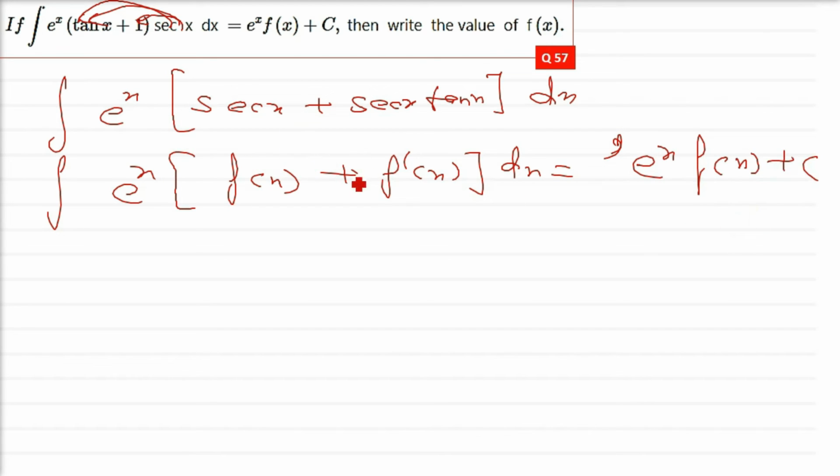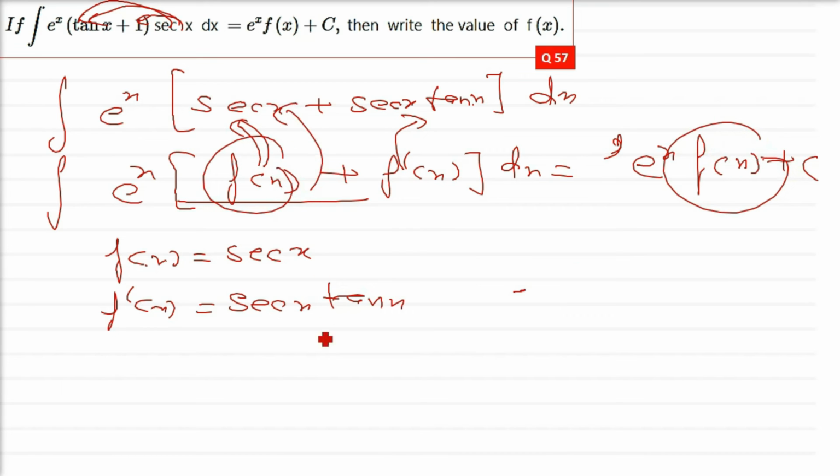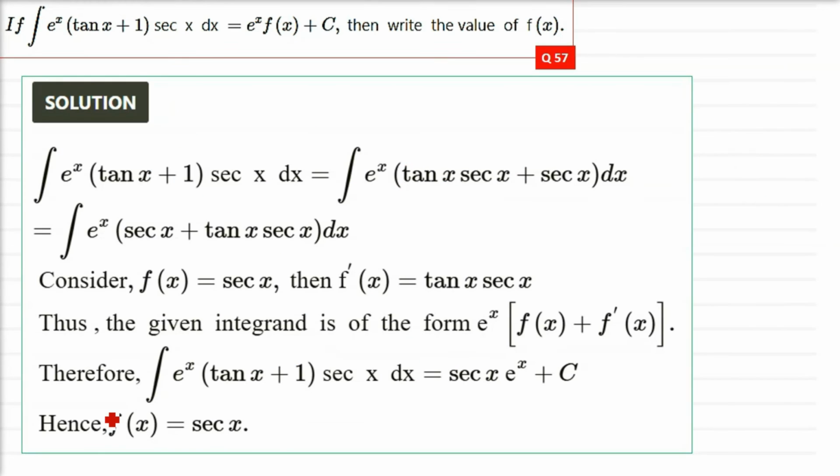Now when we equate this, what was taken as f(x)? sec x. Because if you take f(x) as sec x and then differentiate it, that is f dash x, it should come as sec x tan x. So f dash x is sec x tan x, which we already know. So that's why e raised x f(x) is the result which will come, but the question is asking only about f(x). So f(x) is simply sec x. The answer of this question is f(x) equals sec x. Again, the same approach which we have used in the previous question, which is the 56th question.